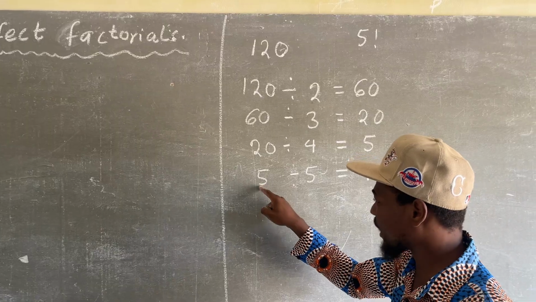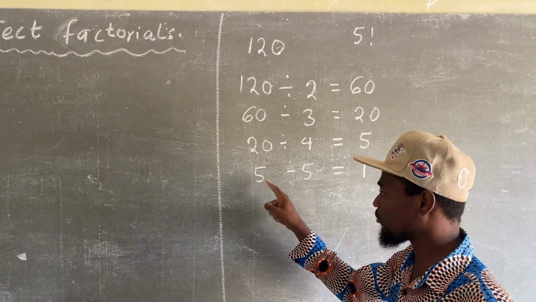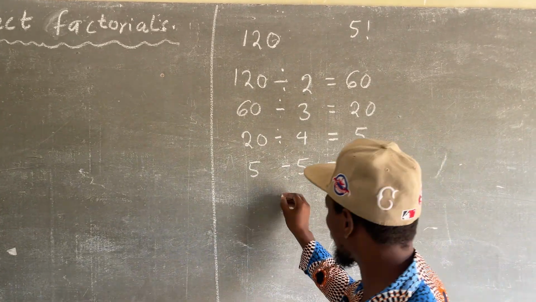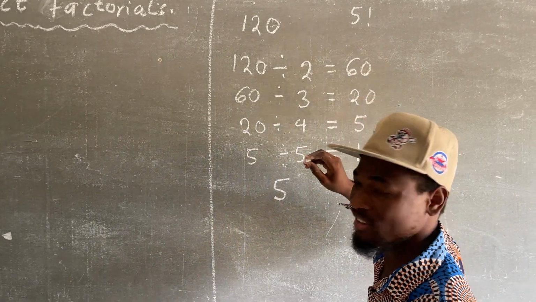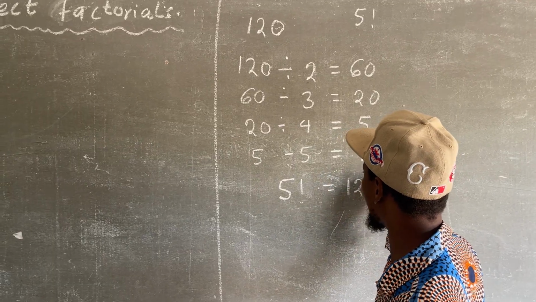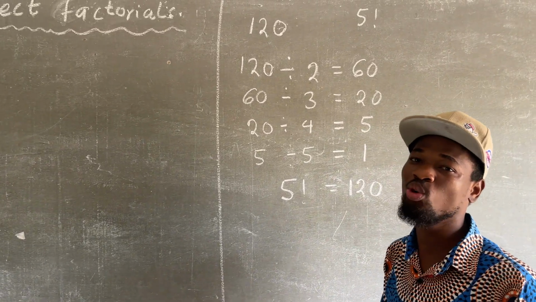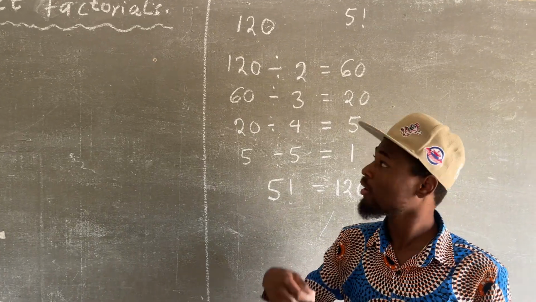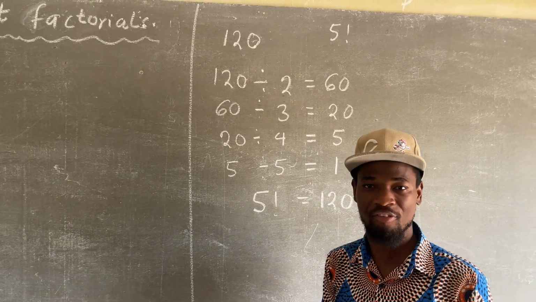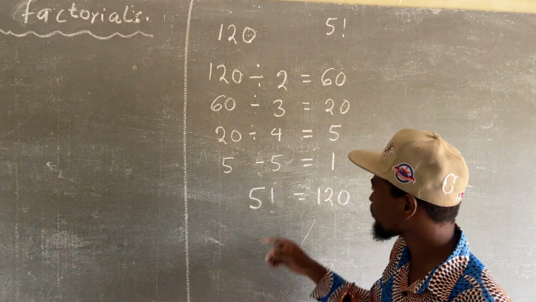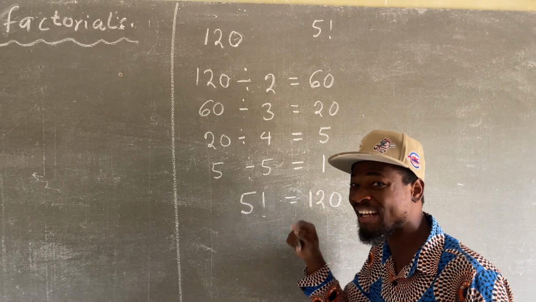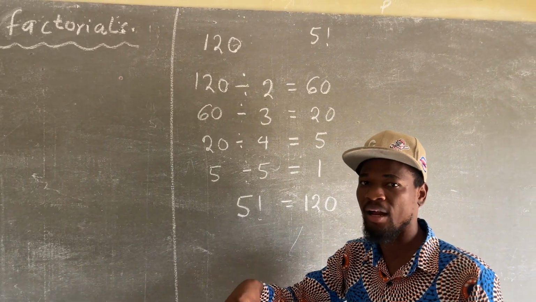Because this number is equal to the divisor, 5 is equal to 5, you pick that common number, which is 5, then you attach factorial to it. So 5 factorial gives 120. The process of doing this is what is known as a backward factorial. These numbers are perfect because 5 divided by 5 is equal to 1, and the remainder is 0. We don't have any remainder.